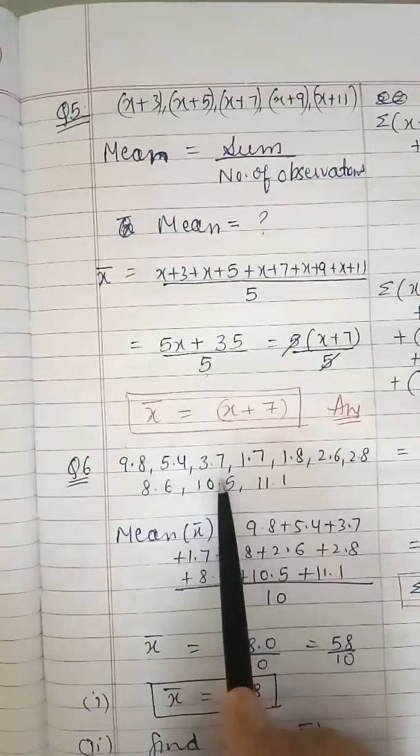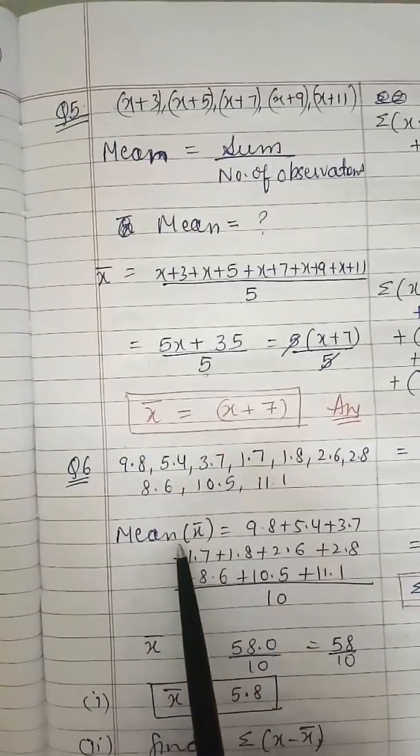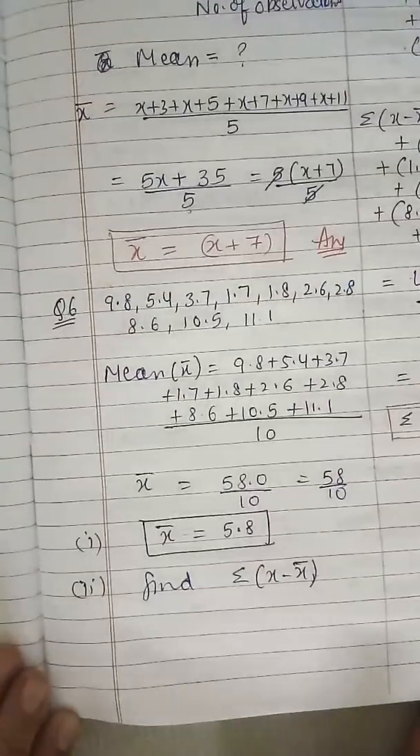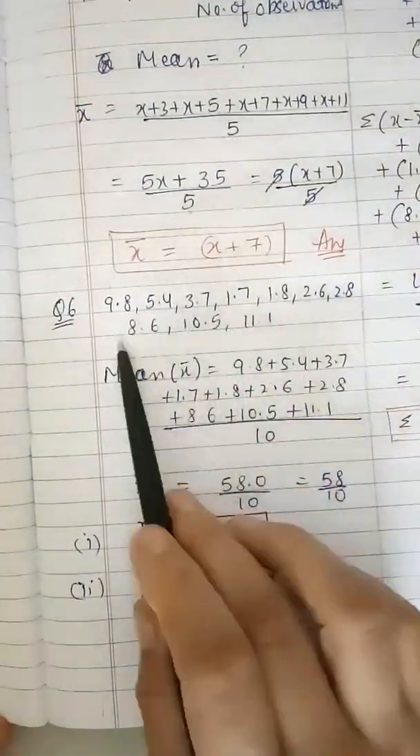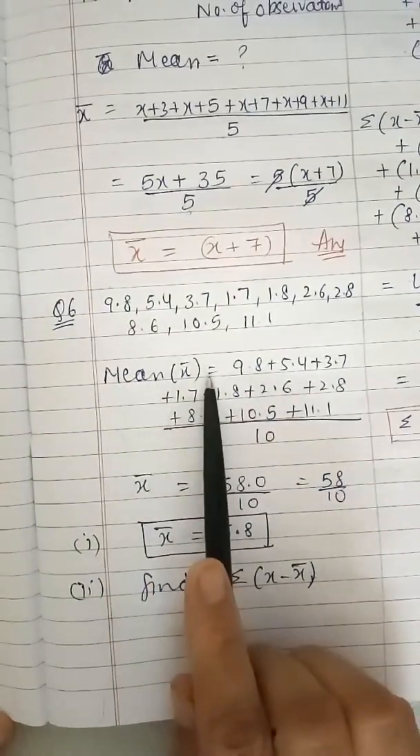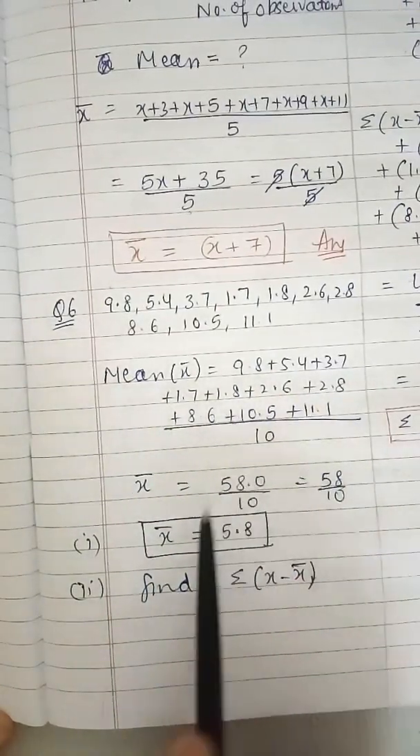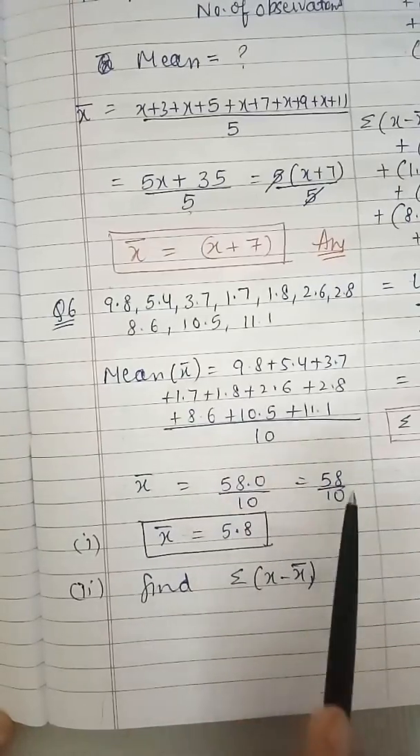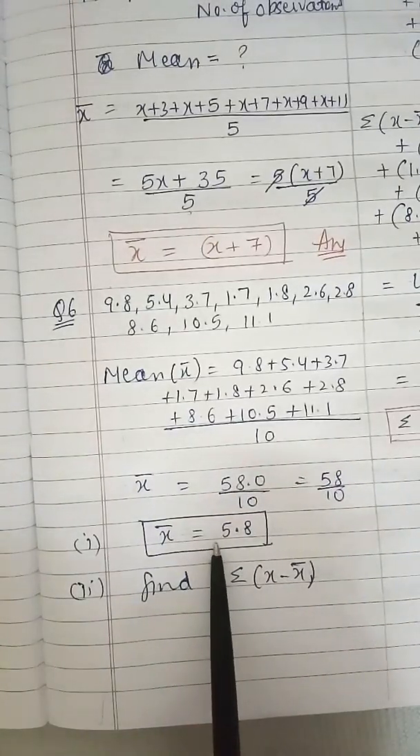Now in the sixth question, the different values of the variable are given, find the mean. So here they have given you the values. These are all the different values. First of all we will find the mean. Mean is x bar. Just add them, divide by 10. After solving it we are getting 58 divided by 10. So the answer is 5.8.